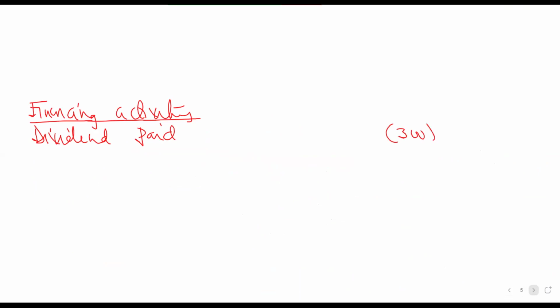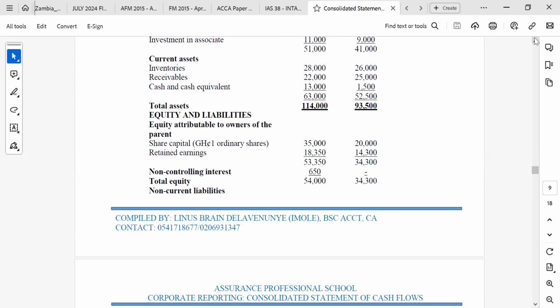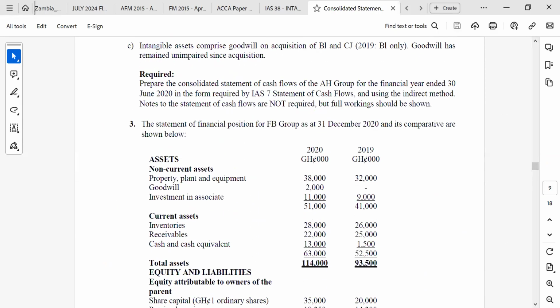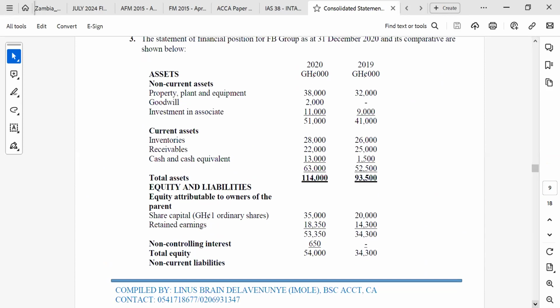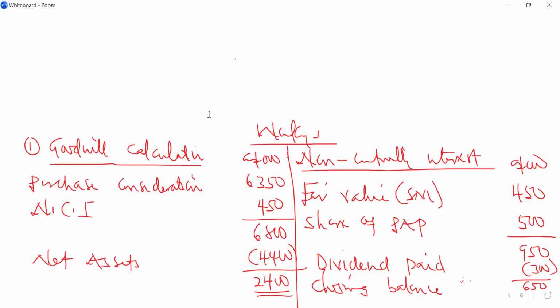Let's now reconcile. You just be reconciling them one by one. So we come and reconcile the PPE and also the working capital items, but let's reconcile the investment in associates first. The cash flow is all about reconciliation. Okay, let's reconcile the investment in associates.